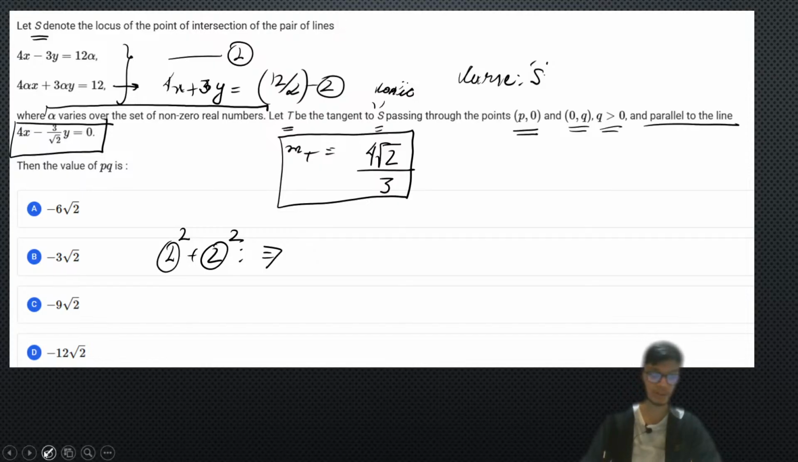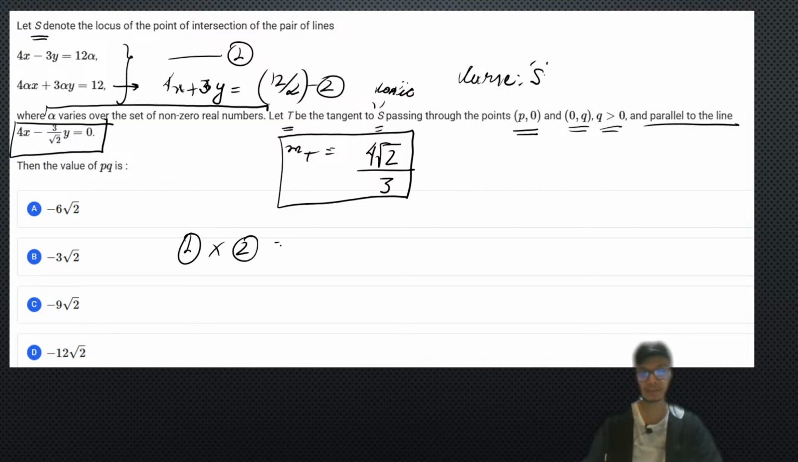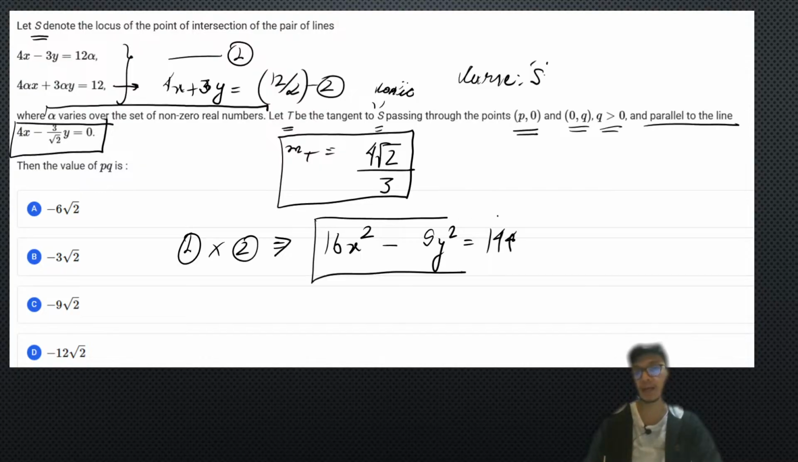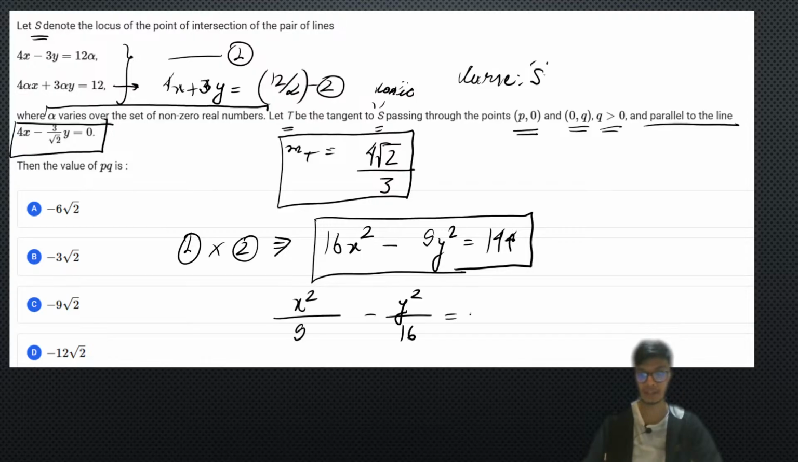The simplest thing I can think of right now is to just multiply the first equation with the second equation. Then we get 16 times x square minus 9 times y square equals 144. So this is another way of writing a hyperbola. That can be given as x square upon 9 minus y square upon 16 equals 1, which is a simple equation of a hyperbola.